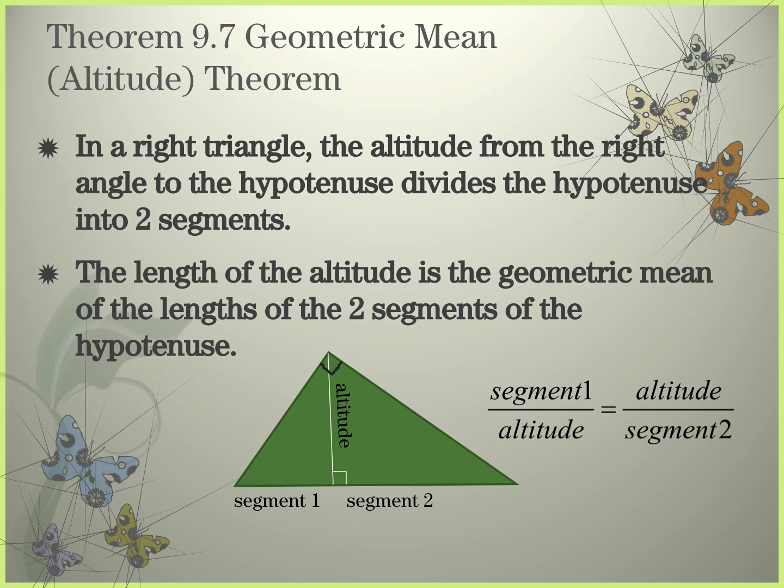So the theorem 9.7, aka the geometric mean altitude theorem. In a right triangle, the altitude from the right angle down to the hypotenuse divides the hypotenuse into two segments, segment 1 and segment 2. The length of the altitude is the geometric mean of the lengths of the two segments of the hypotenuse.